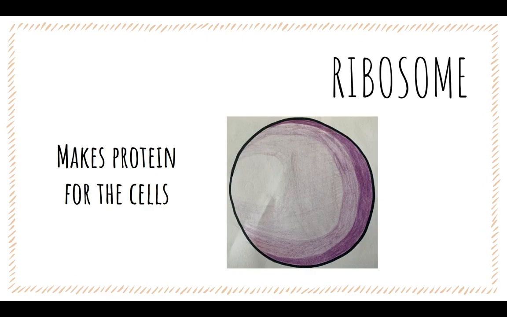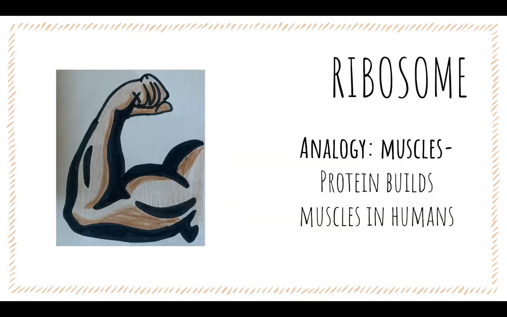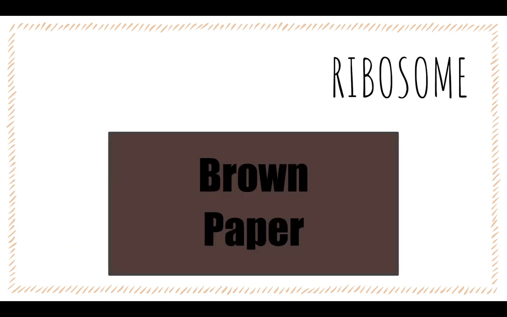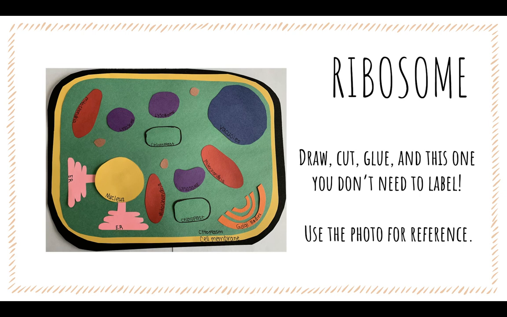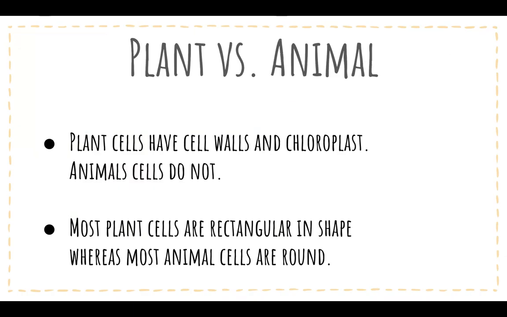The ribosome makes proteins for the cell. The analogy is muscles. Protein builds muscles in humans. Brown paper. Draw, cut, and glue, and this one you don't have to label because it's too small. Use the photo for reference.